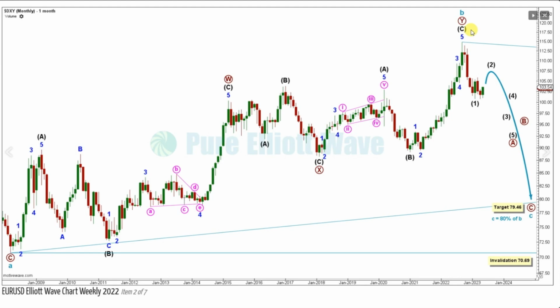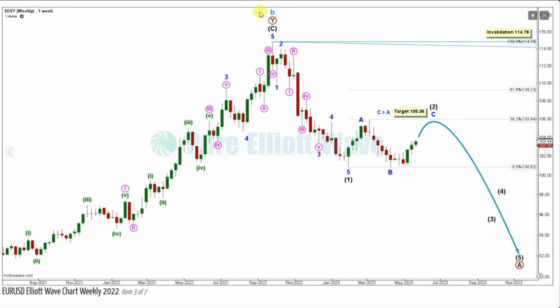All waves inside of a triangle must be zigzags. So for cycle wave C, we're expecting an A, B, C zigzag, and these red waves are primary level. On the weekly chart, we'll take a look at this structure in more detail from the top of cycle wave B. Taking off from the top of cycle wave B, you can see we're currently working on the zigzag to the downside. The first leg in that zigzag is primary A, which would be comprised of 1, 2, 3, 4, 5 at intermediate level. And each wave at intermediate level is made up of these blue letters, which are minor degree.